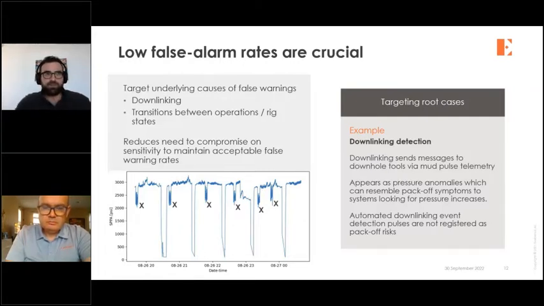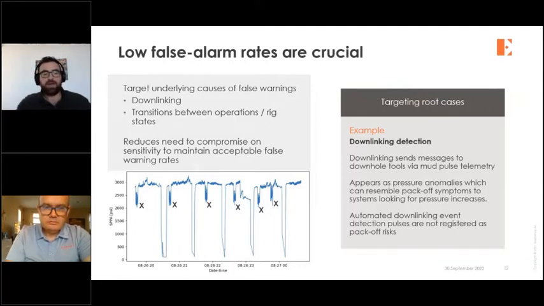However, if you inject a bit of external knowledge, domain expertise, then you can break this paradigm by looking at the root causes, or the underlying causes, I should say, of why you might see a false warning. There's a couple of examples of this I'd like to share within this session. The first one is downlinking.